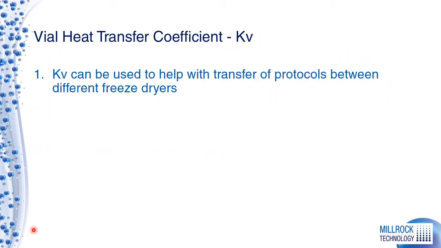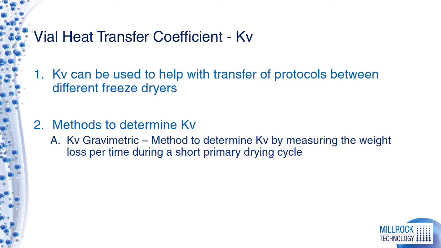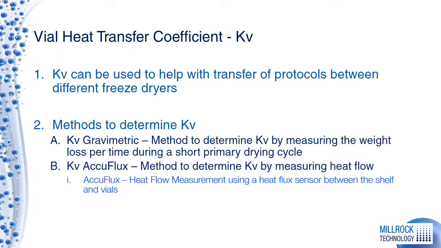For freeze dryers, we're going to use the vial heat transfer coefficient, otherwise known as Kv. There are two methods that we're going to discuss on how to determine Kv. The first is Kv Gravimetric, which is a method that uses the weight loss per time during a short primary drying cycle to determine Kv. The second is Kv Accuflux, the use of a heat flow measurement device between the vial and the shelf.